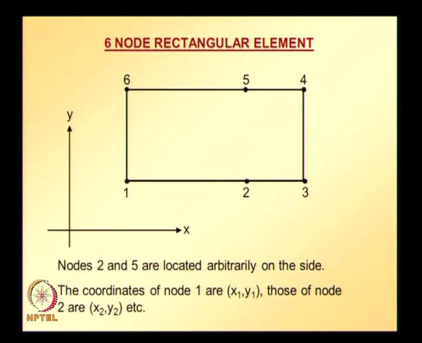The coordinates of node 1 are x1 y1 and those of node 2 are x2 y2, similarly other nodes. And you can see here in this 6 node rectangular element which is shown, node 2 and node 5 are interior to side 1 3 and side 6 4, and these nodes 2 and 5 are located arbitrarily on the side 1 3 and 6 4.